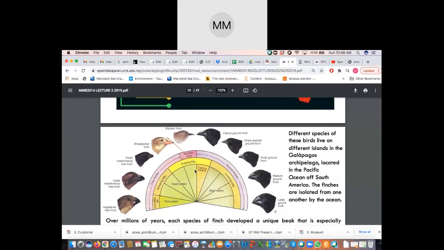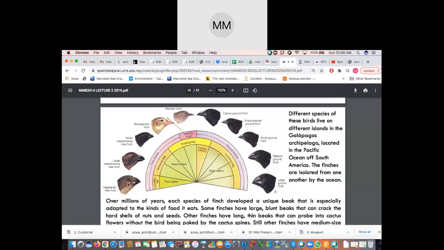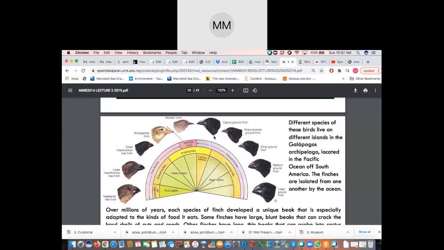Then this is another interesting one from the Galapagos Islands. We find different types of finch birds. Interestingly, although they're all finch birds, their feeding behaviors are different, their beaks evolve to be different, and hence they become different species.